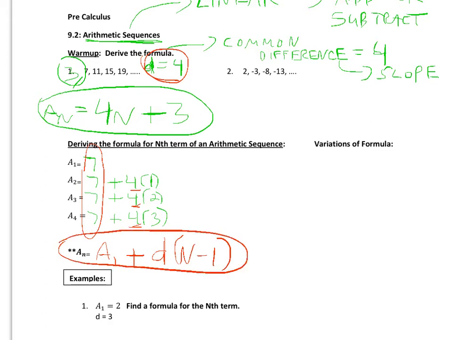So this will give us the equation, which is kind of like slope-intercept form, and it'll really be beneficial for us when we don't have all the numbers in the sequence. And you'll see as we go along. Now this right here is going to lead into variations of the formula, which I'm going to go over in class tomorrow.